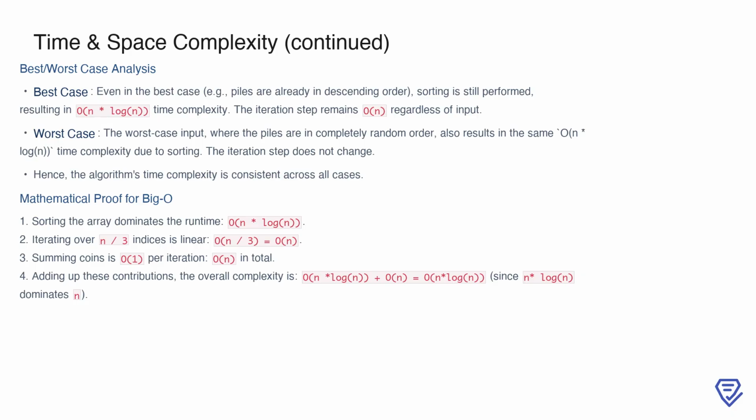Mathematically, we can confirm this by noting that the sorting step dominates the runtime, contributing O(n log n). Iterating over n/3 indices and summing coins are both linear operations, O(n), but these are overshadowed by the O(n log n) term. Therefore, the overall complexity simplifies to O(n log n), regardless of input characteristics.